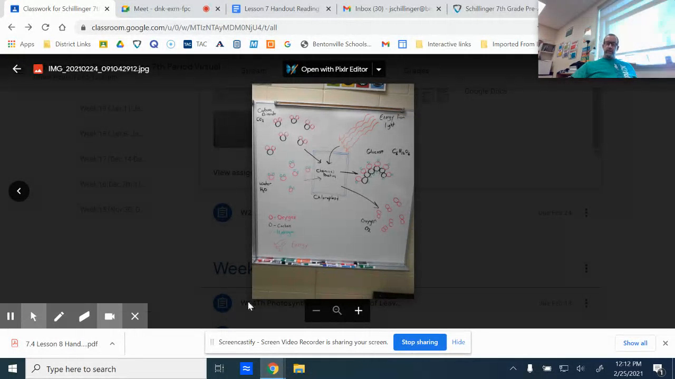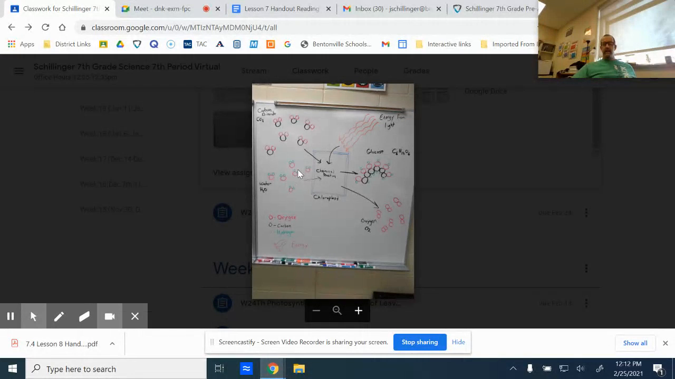I'm going to want you to be able to recreate this drawing for the test. Now, you're not going to have to draw 6 carbon dioxides and 6 waters, but you will need to draw at least one carbon dioxide model. You'll need to draw at least one water molecule. You'll need to draw the glucose molecule, and you'll need to draw an oxygen molecule.